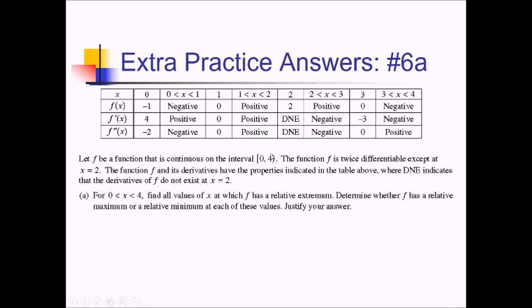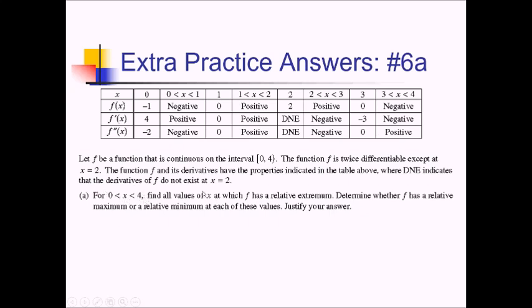For this free response problem, we're given this function f continuous on the interval from 0 to 4, but note that 4 is not included in that interval of continuity, so we might be discontinuous at 4. We don't really know. The function is twice differentiable except at x equals 2, and the function and its derivative have all the properties in this table, and they even put DNE on there for does not exist.